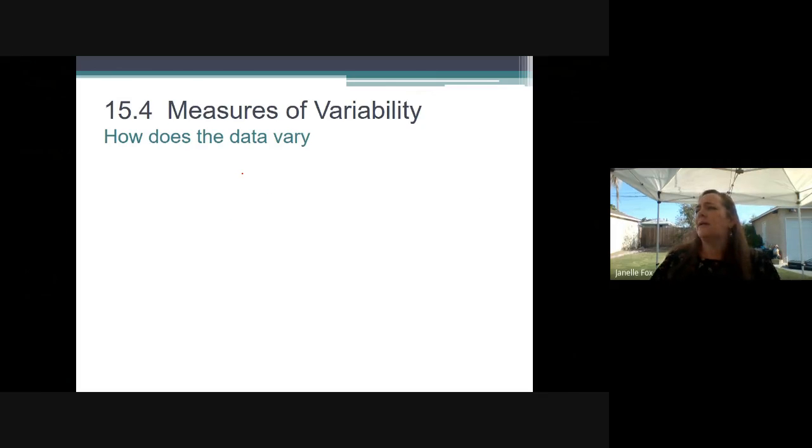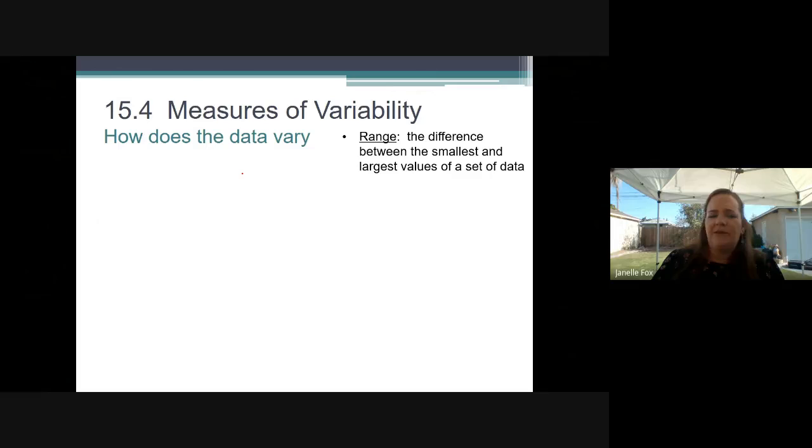Okay, then we talked about how the data looks, and how you can average the data, but how much does the data vary? Do I have a list of 10 numbers that are practically all right around the average, or are the numbers super spread out? So we talked about measures of variability. Your range, which we've talked about before, is the difference between the smallest value and the largest value. That's your range.